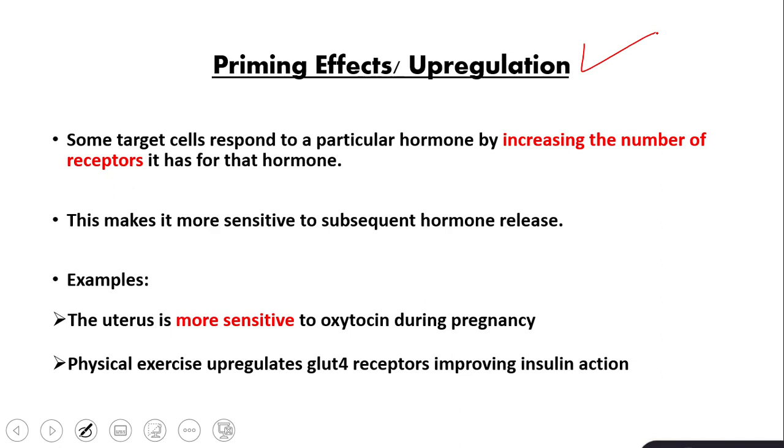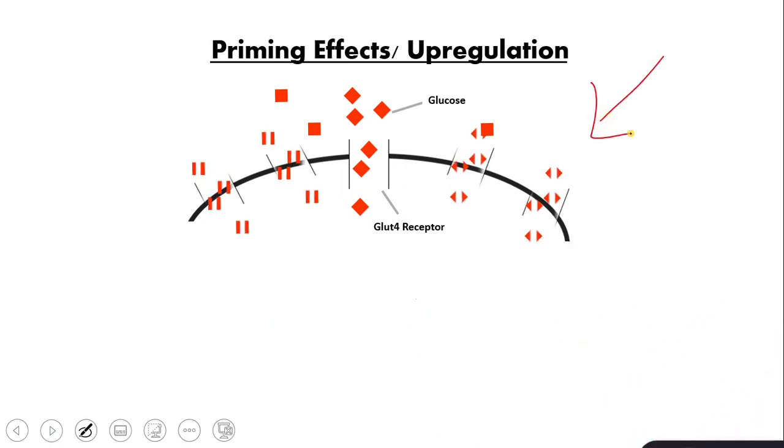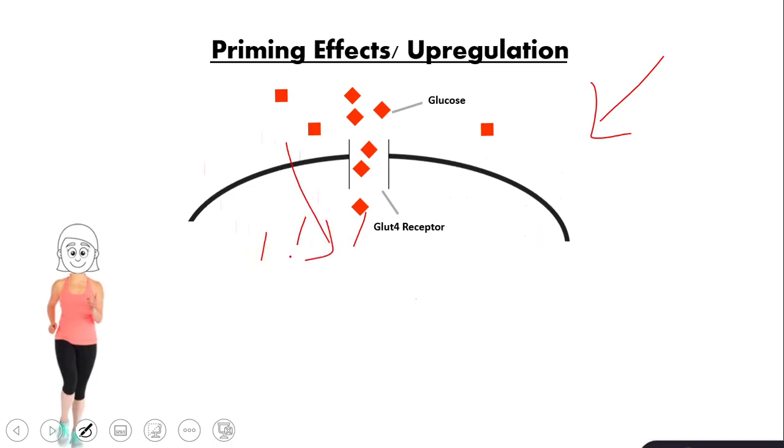Also, physical exercise upregulates GLUT4 receptors. GLUT4 receptors are the insulin receptors that help the sugar or the glucose to enter our cells. So physical exercise helps with that. So here she's doing physical exercise. And if you look here, you will see that the GLUT4 receptors are inserted on the cell membrane, and then the glucose enters inside the cell from the blood.